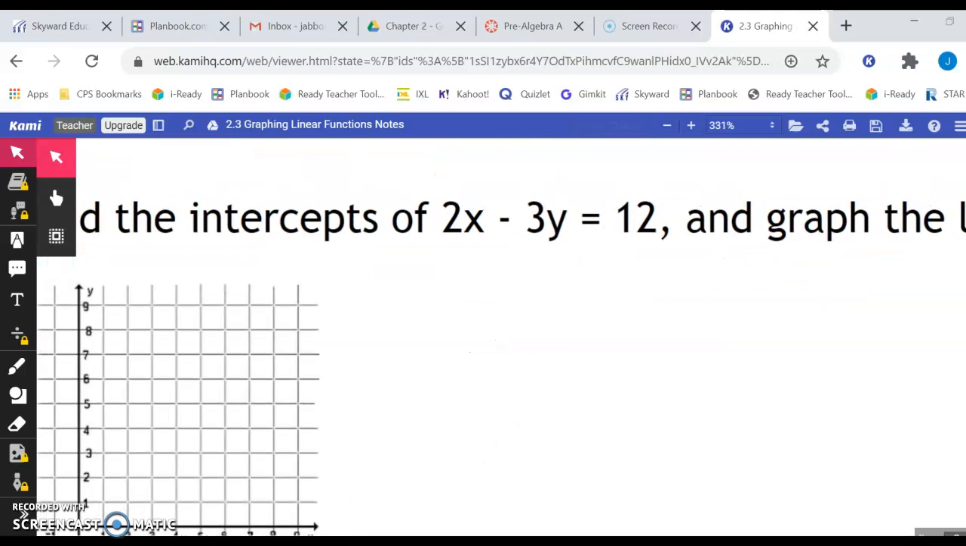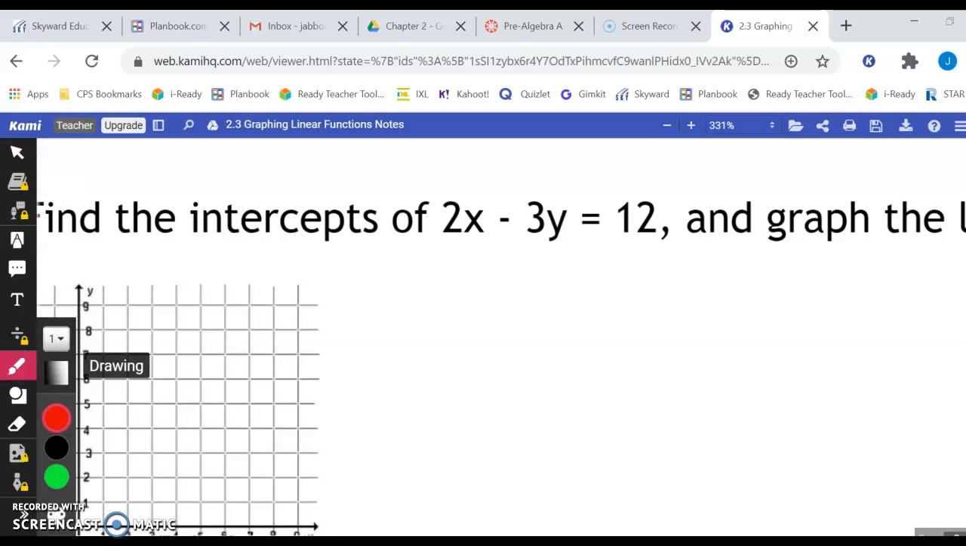So for this example, we have to find the y-intercepts of this equation and then graph. So if I want the y-intercept, I'm going to plug in 0 for x.